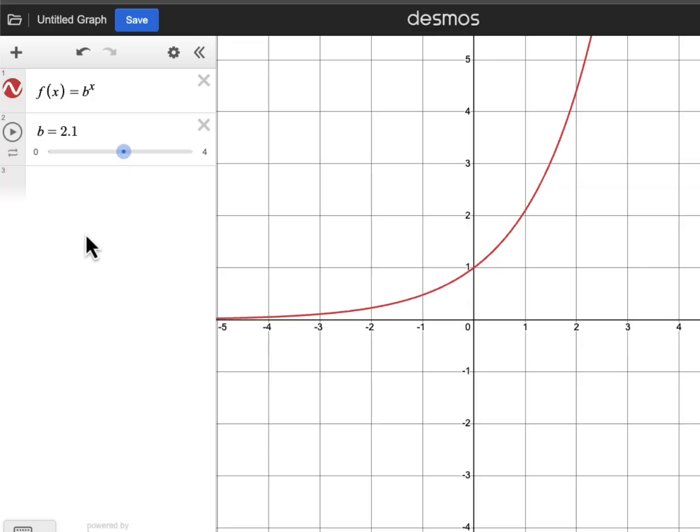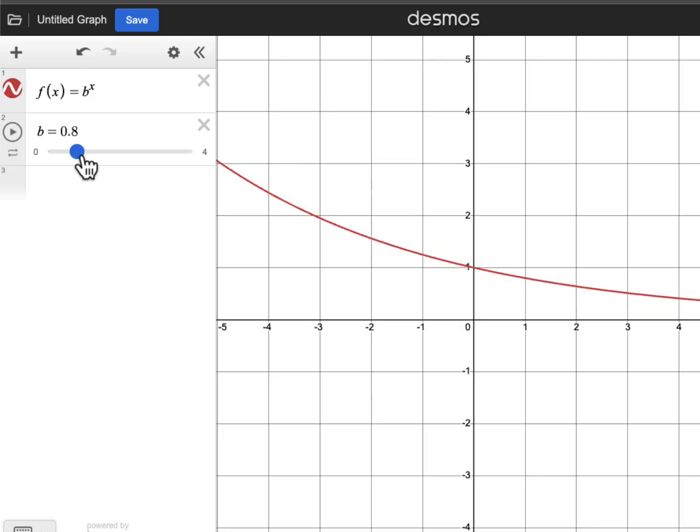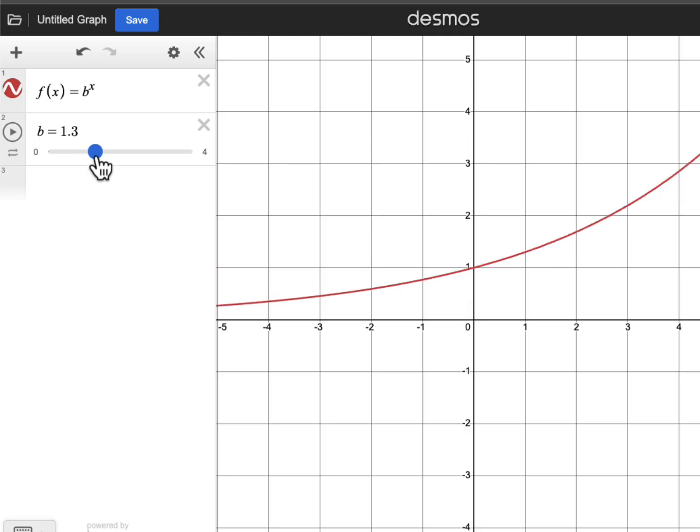Using technology, I've typed in f of x equals b to the x and then created a slider for b from 0 to 4, step size 0.1. If b is 0, then we do not have an exponential function. We do not want the base to be 0. As b increases, we start getting exponential curves. When b gets to 1, again, we do not have an exponential function. This is just a horizontal line. But when b goes more than 1, we get these curves.